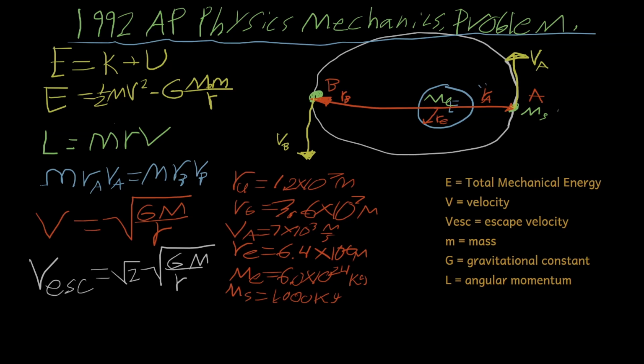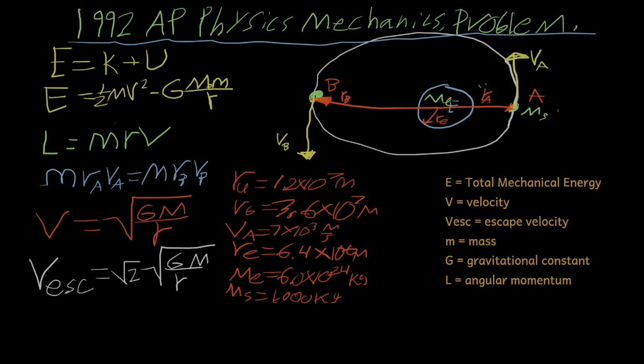Given that a spacecraft has a mass of 1,000 kilograms and is in an elliptical orbit around the Earth, at point A we find that it's 1.2 times 10 to the 7th meters away from the center of the Earth, and at point B we find that it's 3.6 times 10 to the 7th meters away. We're given that the velocity at point A is equal to 7 times 10 to the 3rd meters per second, and so on, as we can see below.